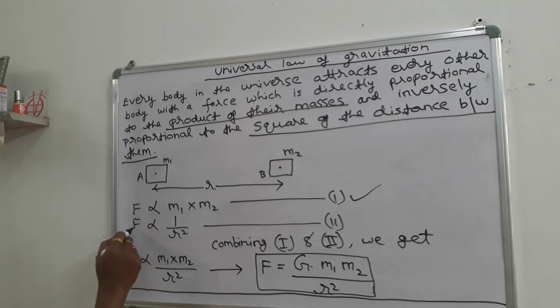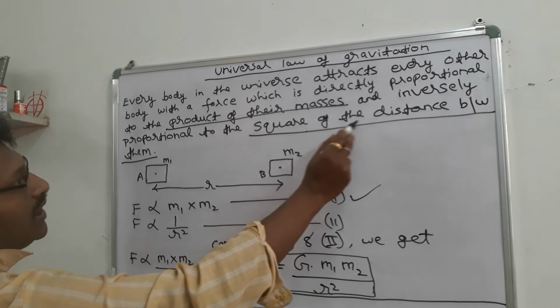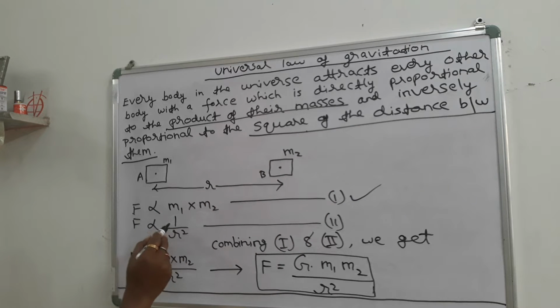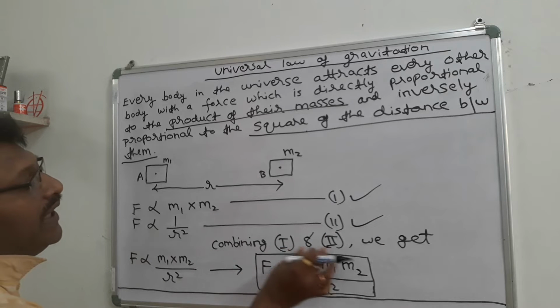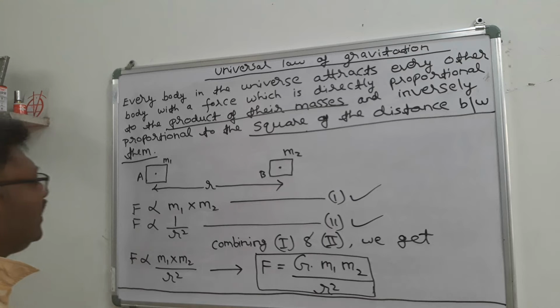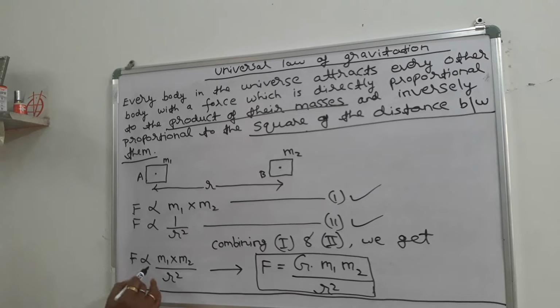And the force of attraction is inversely proportional to the square of the distance between them. So it is inversely proportional to 1 upon r square. So F is proportional to 1 upon r square. This is the second equation. Now we combine the first and second equation. So we get F proportional to m1 into m2 upon r square.